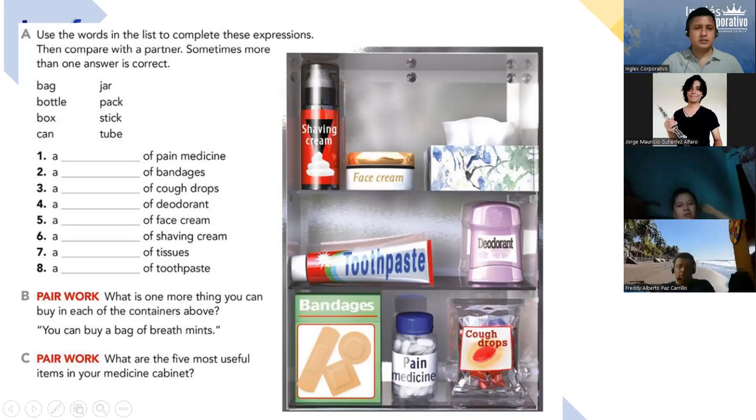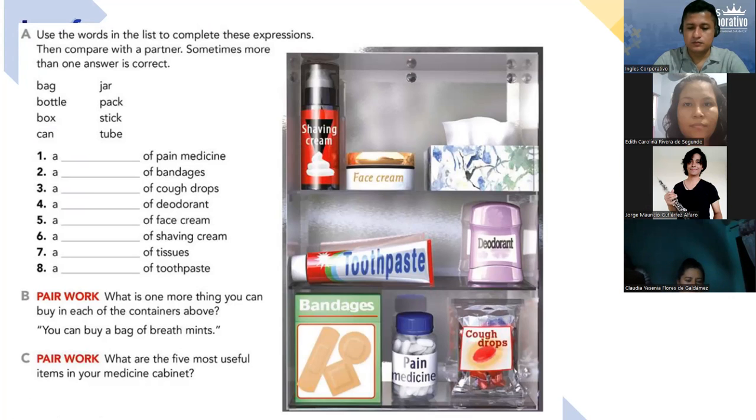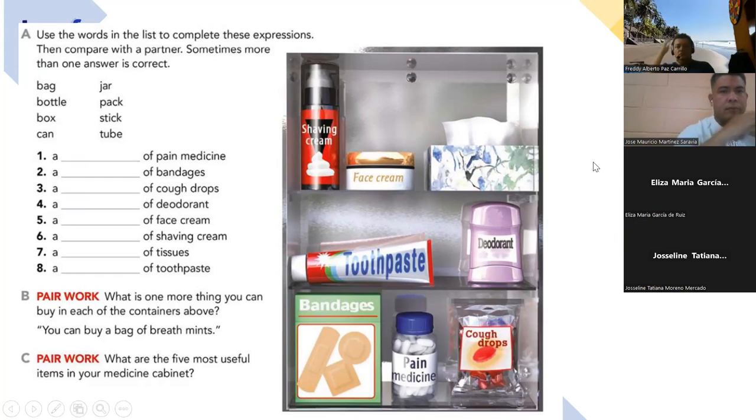How do you call this thing in English? Anybody? Anybody knows? How do you call this item where we put a bunch of medicine or stuff that we need? How do you call that? Exactly. First aid kit, right? It's a kit where we can keep a bunch of medicine or stuff related to some injuries and sometimes pain.